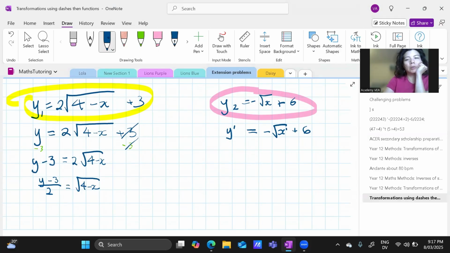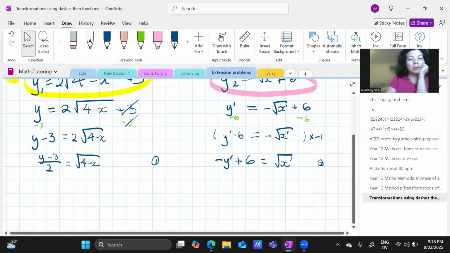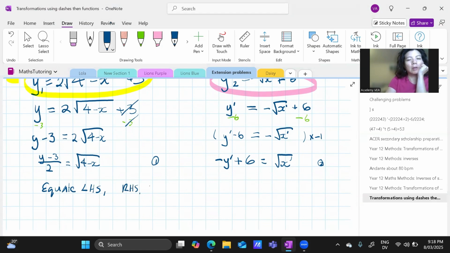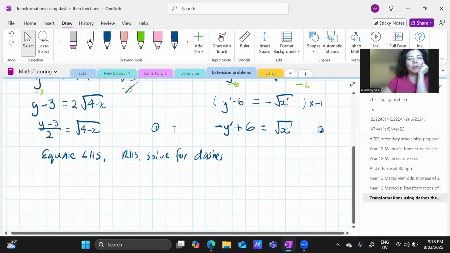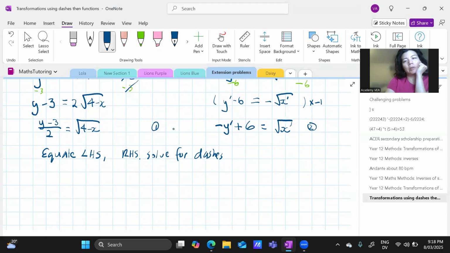And then over here, you want to make the square root of x the subject on the right. So we have to subtract 6 from both sides, apologies. So you get y dash take away 6 equals negative square root of x dash. And then you would either multiply or divide by -1. I choose to multiply by -1. So that gives me negative y dash plus 6 equals the positive square root of x dash. So we call them equation 1 and 2. What you have to do now is equate the left-hand sides and the right-hand sides, and then solve for the dashes. So far, so good. This is the standard approach. Feel free to fast forward to the next bit if this is very familiar.